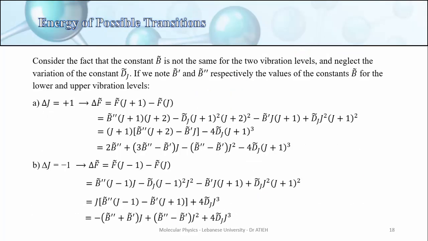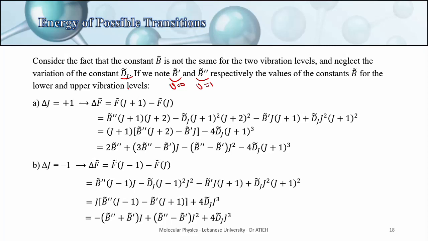Now let's find the energy of possible transitions in the case of an interaction model, where rotation and vibration are interrelated. So let's consider that B is not constant. Assume B prime is the rotational constant corresponding to level nu equals 0, and B double prime is the rotational constant corresponding to the level nu equals 1. For simplicity here, I will assume that D is constant. So I will keep it the same for both levels.